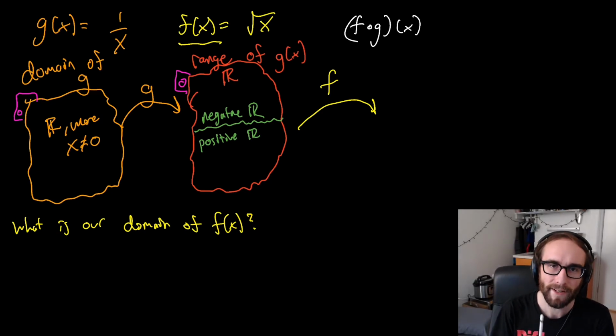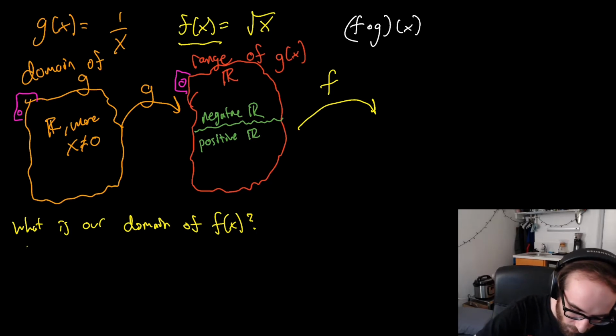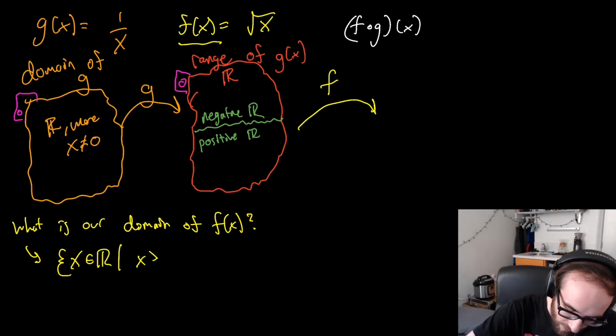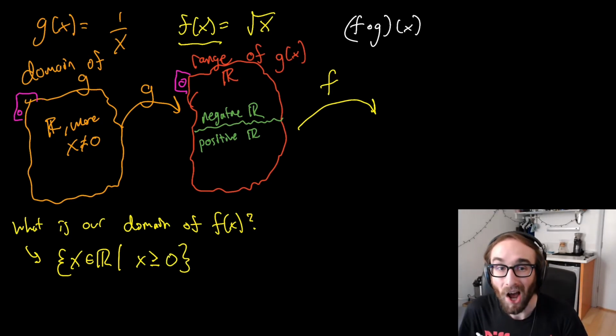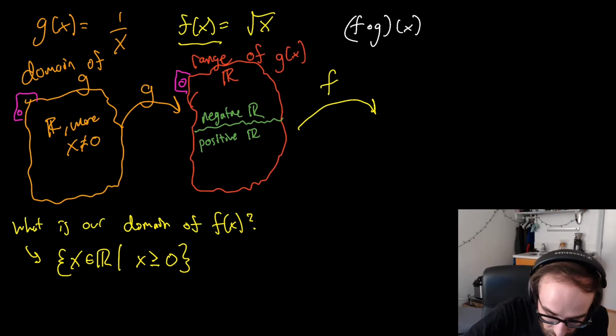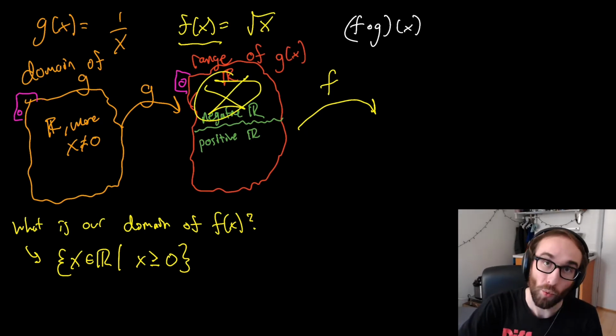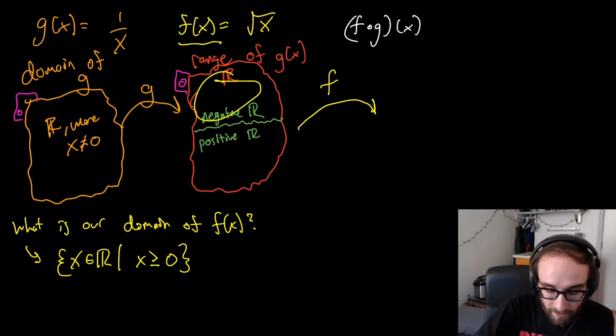We know that we can't take the square root of a negative number and end up with a real number or a real output. So the domain of f of x, sticking with the real numbers, is going to be the set of all x values such that x belongs to the real numbers and x is greater than or equal to 0. So x has to be non-negative. That means this entire top part is not going to work because it's not in our domain of f.